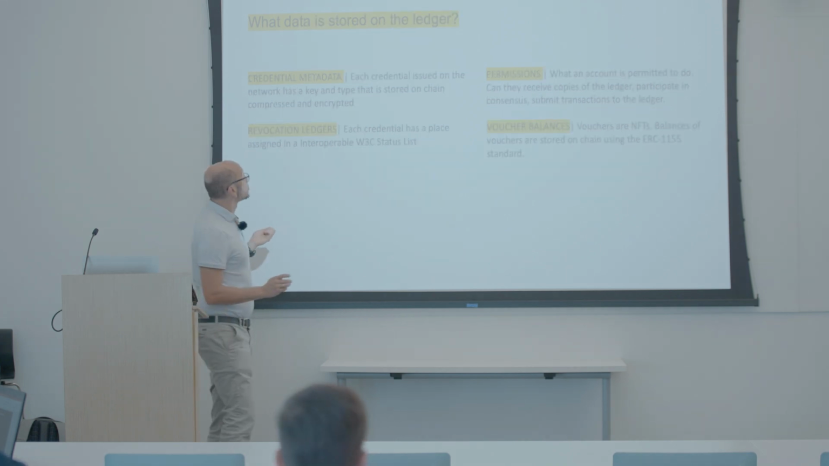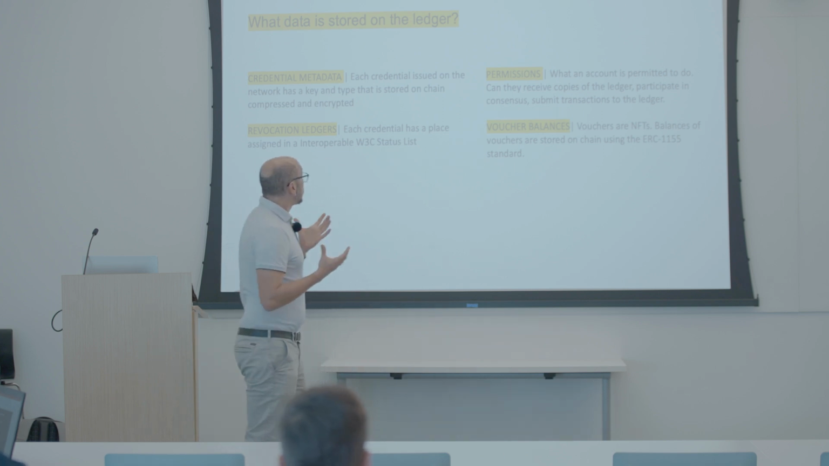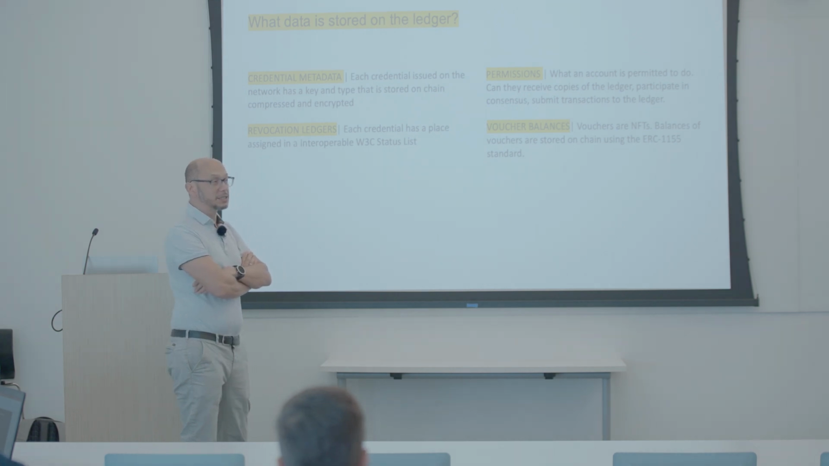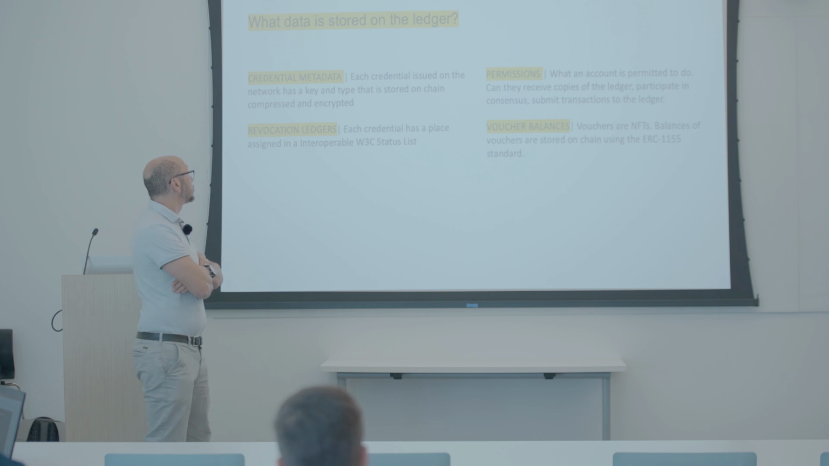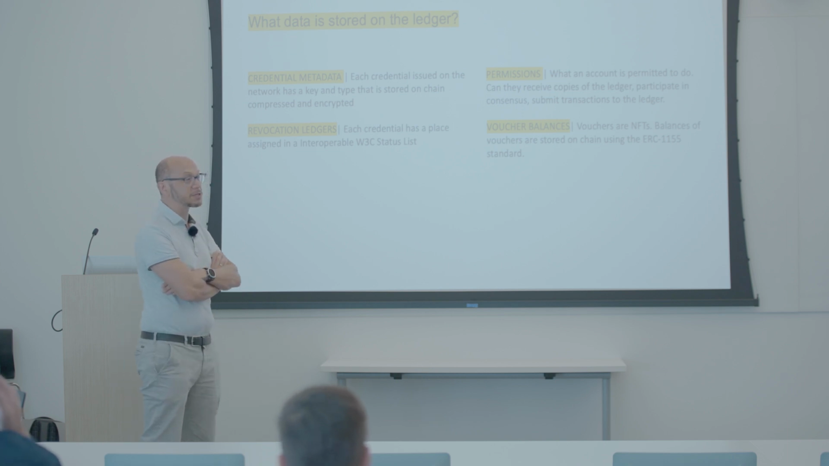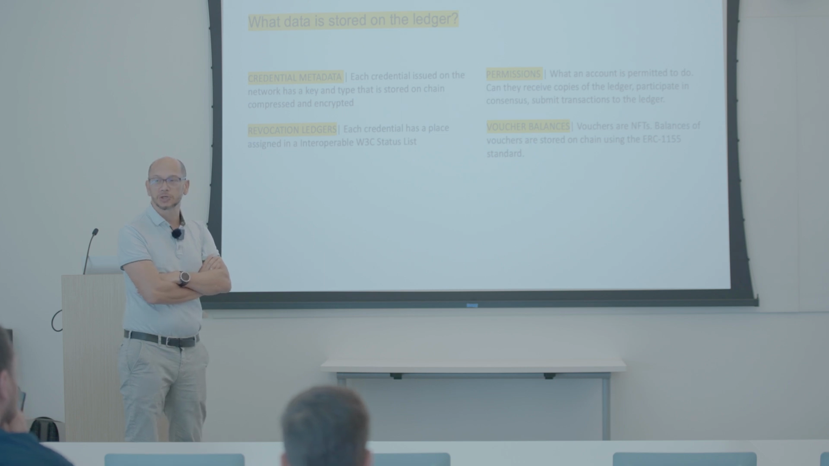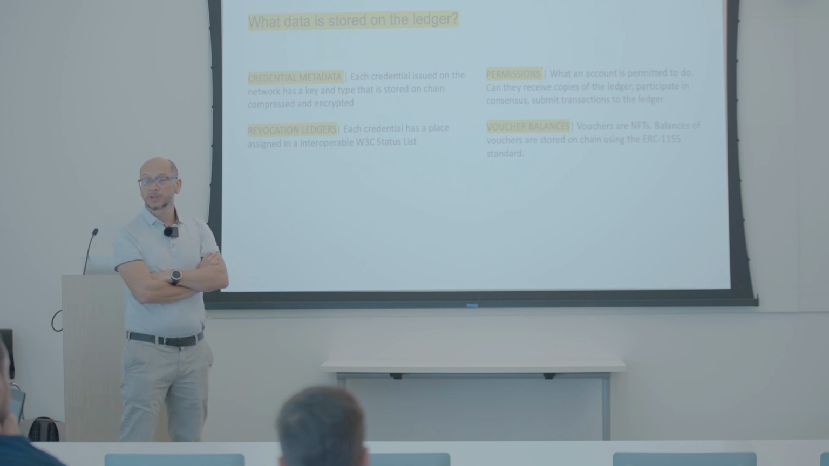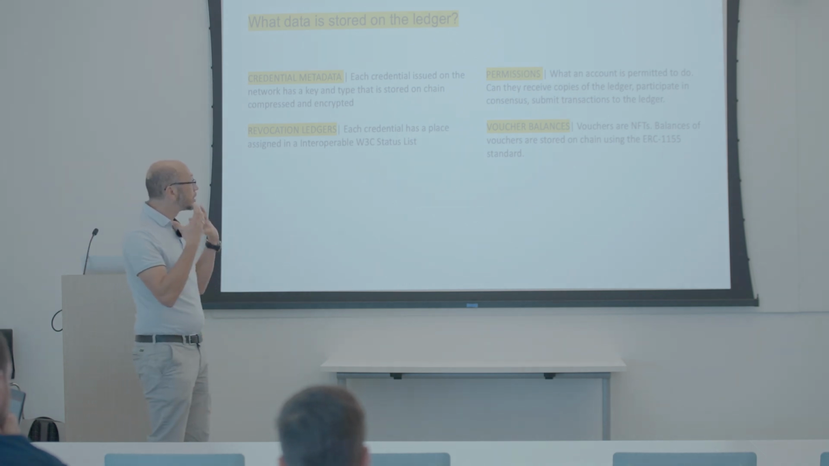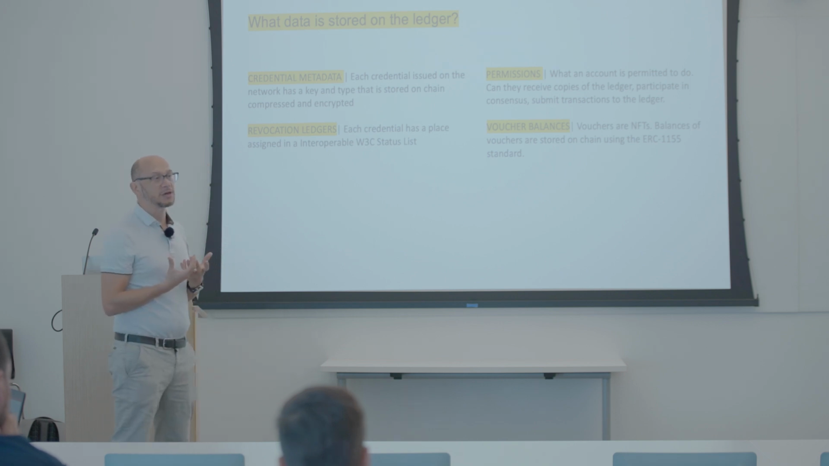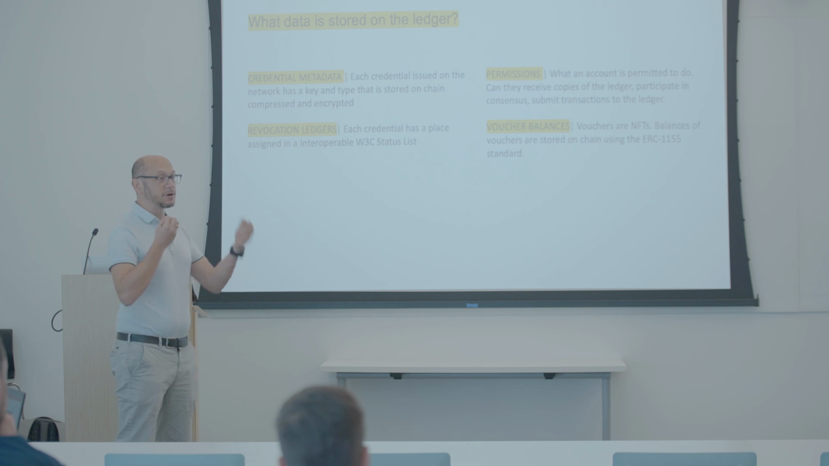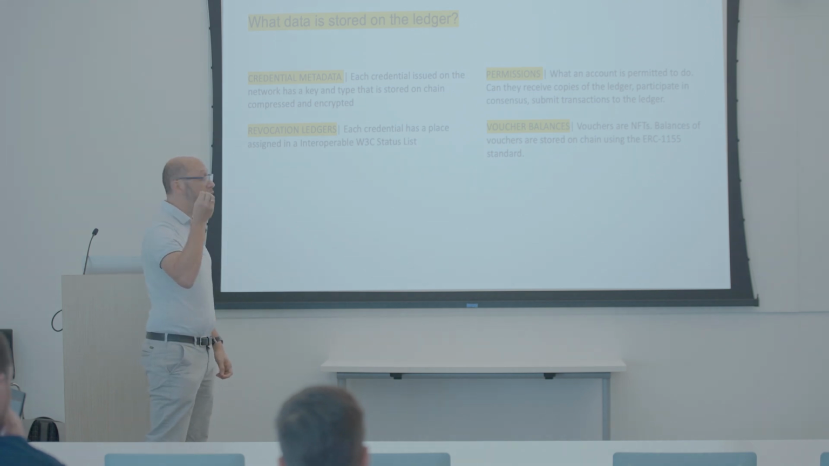What is stored on the ledger? So there are 4 things that are on the ledger. The first is what we call credential metadata. Okay, that's a technical term. What it is, very simple. Each credential that gets issued on the network has a unique key that it's been signed with, and the public key. So when we're looking at asymmetric cryptography, you have a private and public key. The private key is what's used to sign that data, and the public key is what's used to verify that data. What we need a copy of on the ledger is that public key.